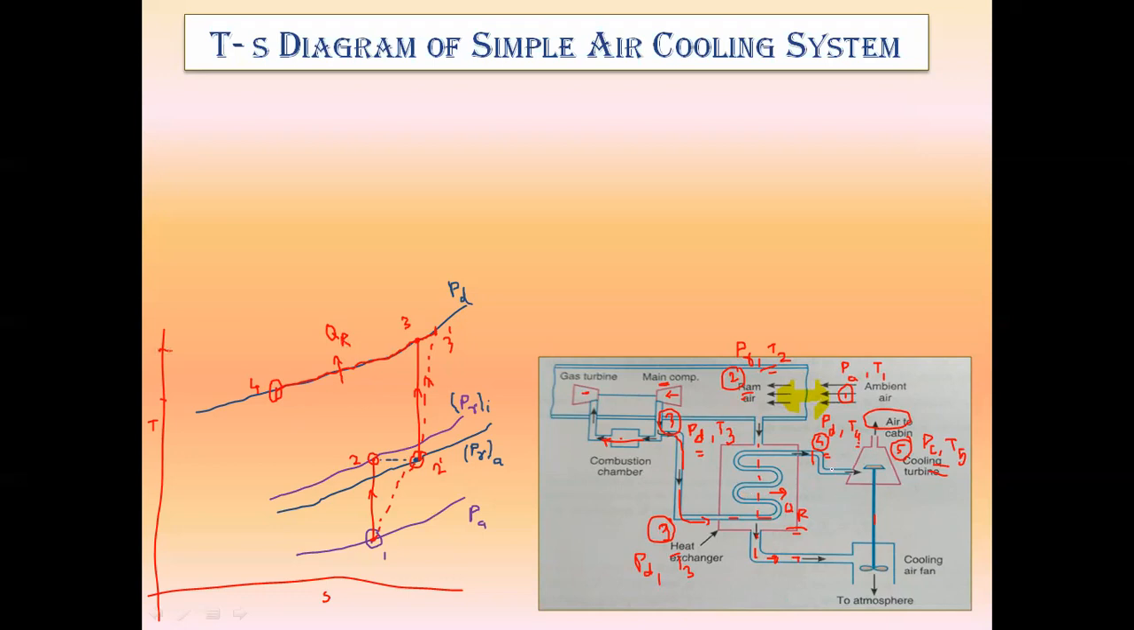Now I got the point number 4 at the inlet of the cooling turbine. Whatever 4 to 5 process is there, that 4 to 5 process will take place inside the cooling turbine, and that is nothing but the isentropic expansion process inside the cooling turbine. And because of this isentropic expansion, at the outlet of the cooling turbine, whatever pressure I am getting is nothing but the cabin pressure.